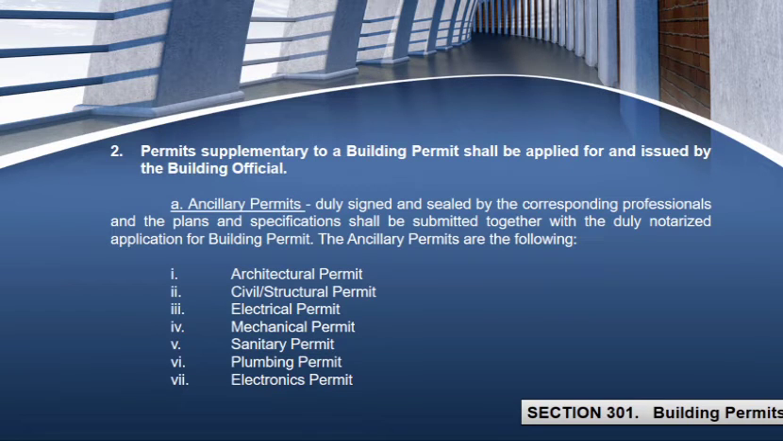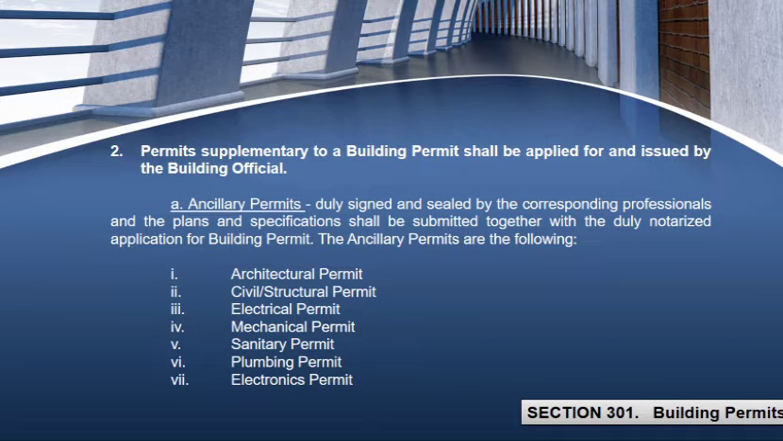Number 2. Permits supplementary to a building permit shall be applied for and issued by the building official. There are two types: A. Ancillary permits and B. Accessory permits. In letter A, the ancillary permits duly signed and sealed by the corresponding professionals and the plans and specifications shall be submitted together with a duly notarized application for building permit. And pag hindi nakasama or na-accompany ang mga ancillary permits na ito, maaaring ma-null and void ang ating building permit na ipinasa sa building official.